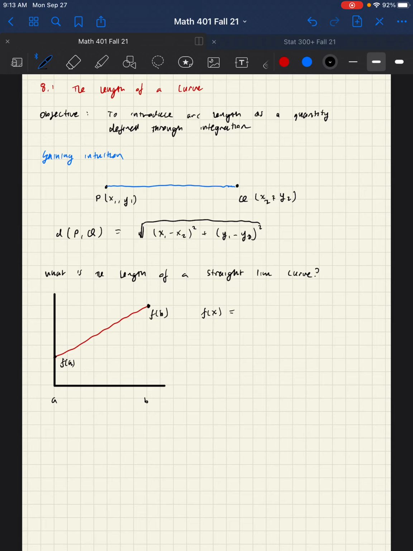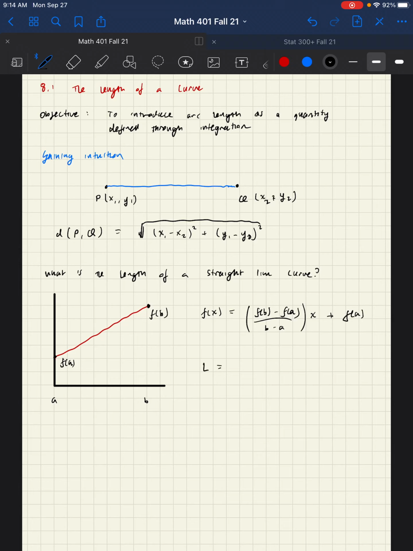So f of x equals, and I'm going to assume that A is zero. In that case, it's going to be f of b minus f of a over b minus a, x plus f of a, because I'm going to assume that a is 0, okay? Now, this is a constant, this is a linear function, right? So mx plus b is another way of thinking about this, but we are past that sort of notation.